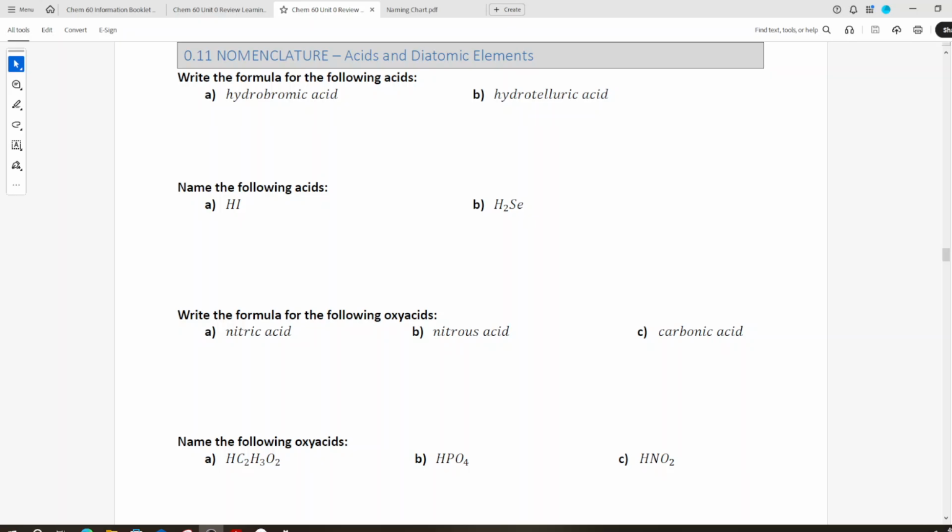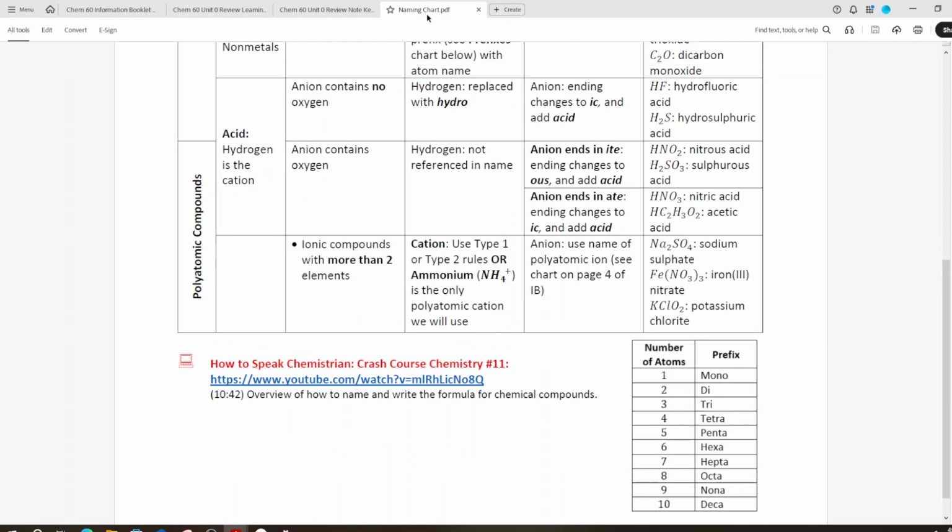Oh, and finally, we're on the last types. There's a lot of information in here. So the last thing we're going to do is name acids, and then we're going to just quickly throw in diatomic elements. So when we're naming acids, there are two types of acids.